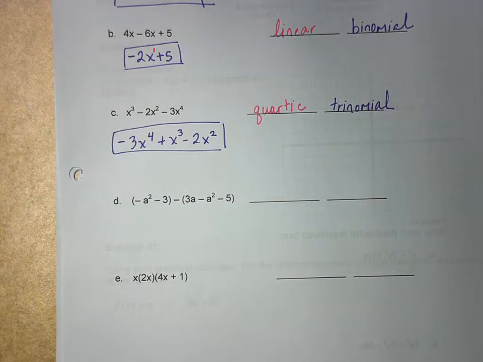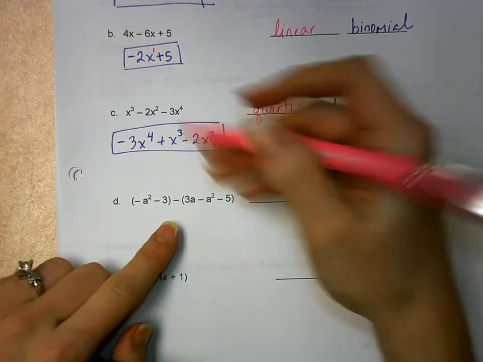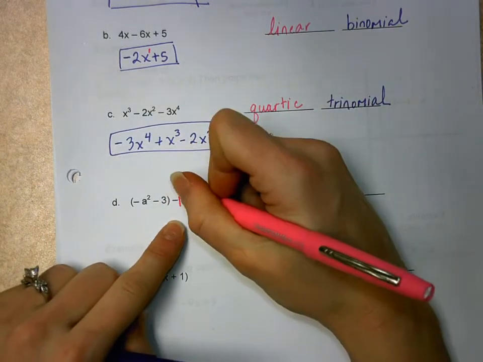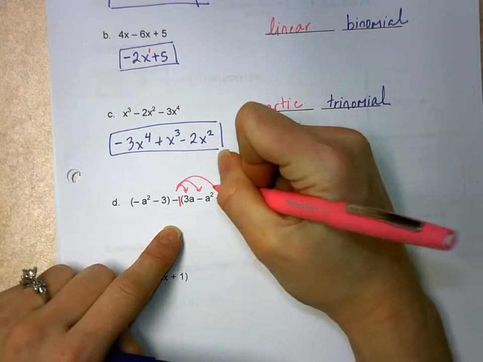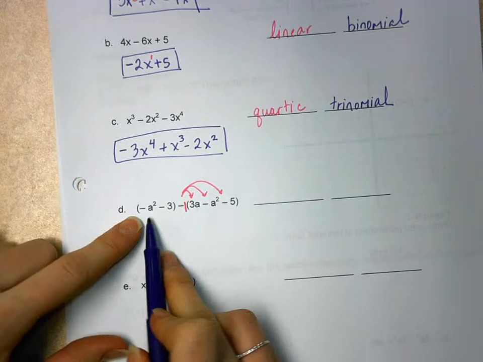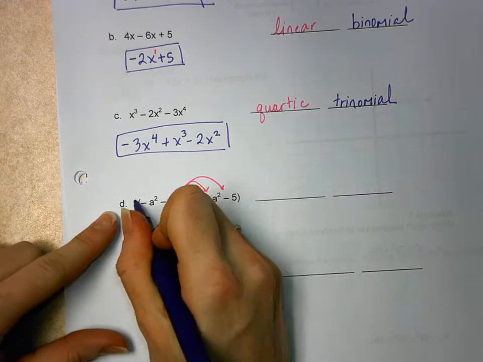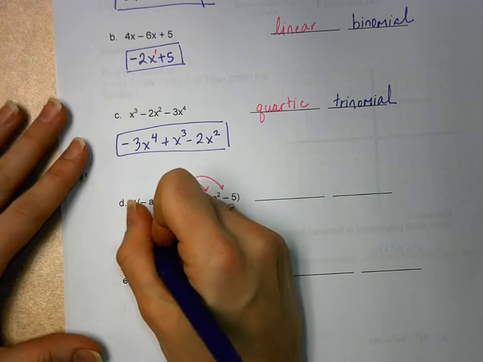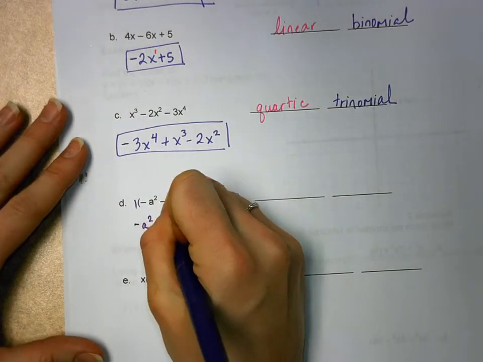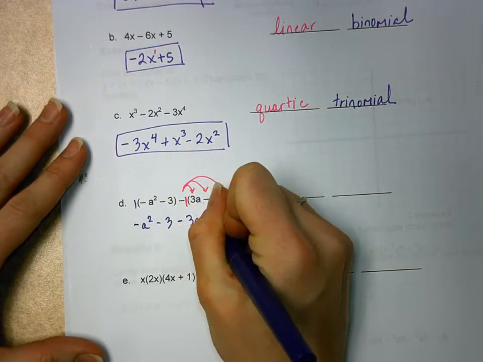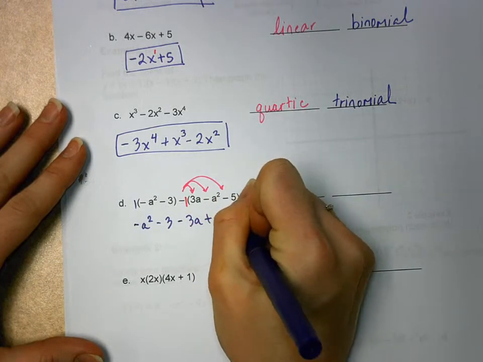All right, letter D. Letter D, what do we have to do here before we can put this in standard form? Simplify. Are we going to multiply these or are we going to subtract them? Subtract them. So what am I going to do with this -1? Distribute. Beautiful. So distribute that in. Do I need to do anything? Can I take away the first set of parentheses? Yes, because you can think of it as a 1 there. And if I distribute a 1, I get the same thing back. -a² minus 3 minus 3a plus a² plus 5.